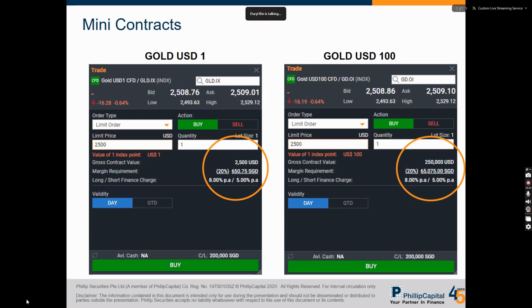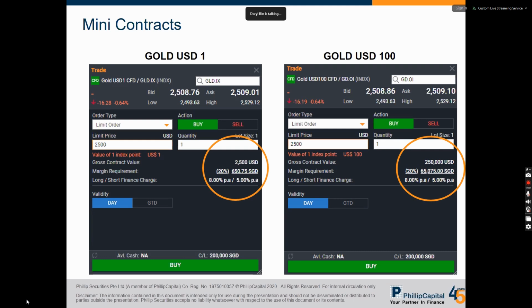Okay. So if you remember earlier on, I shared how you'll be able to see the margin required based on the orange circle. If you use that method, we'll be able to find out the difference between the USD1 and the USD100. What's the difference between these two contracts? For USD1, the value per point is $1. So if let's say you're in a long position and the USD1 goes up by $10, you'll be profiting $10. Unlike the USD100, the value per point is $100. So if it goes up $10, you'll be profiting $1,000.